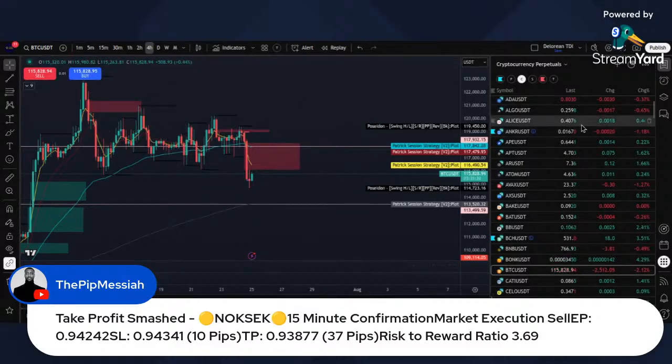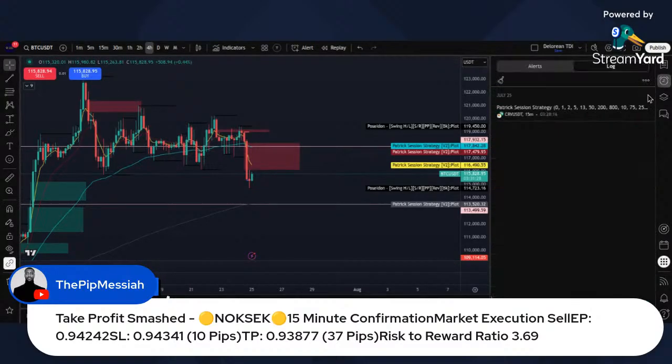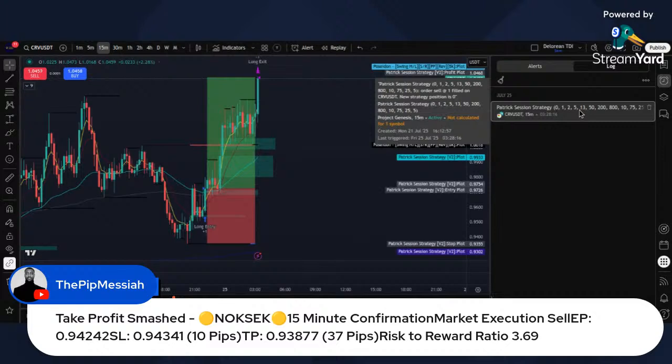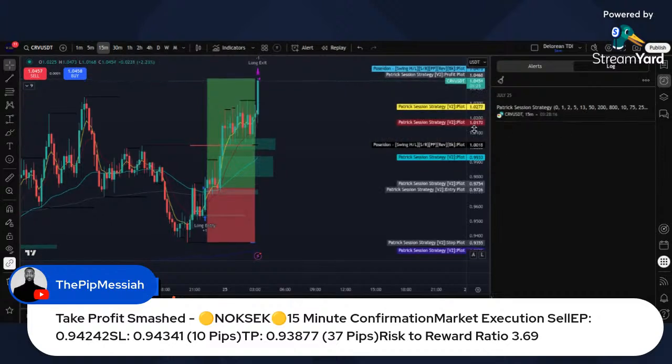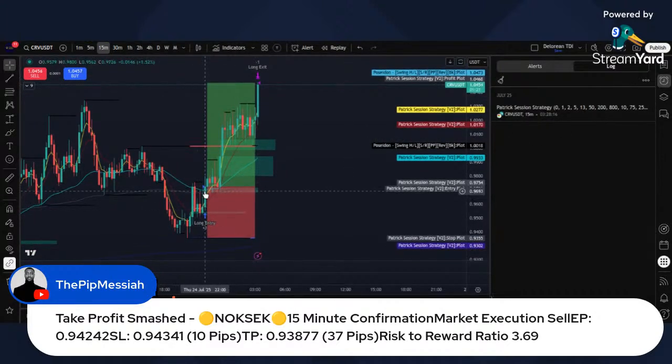We have CRV versus Tether. Let's take a look. That is a take profit smashed. Aqua gray blue at the start of the trade. That's an uptrend with yellow over red. Straight to take profit. That's an easy win.